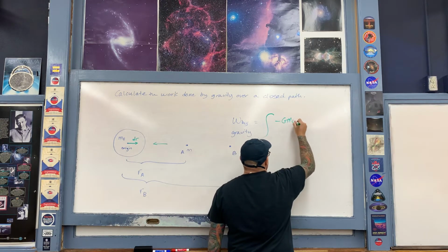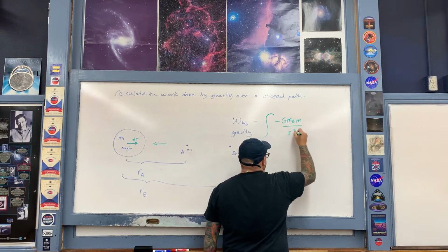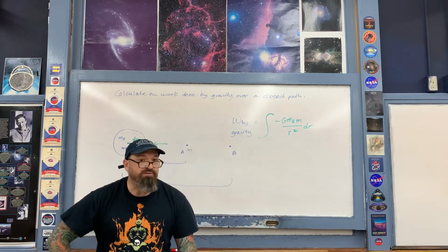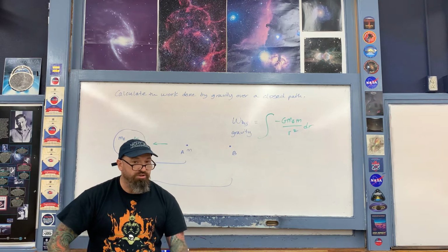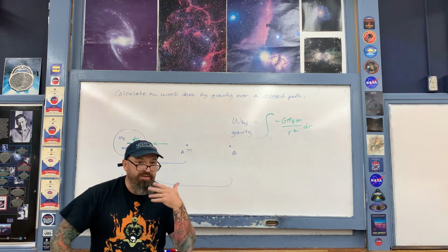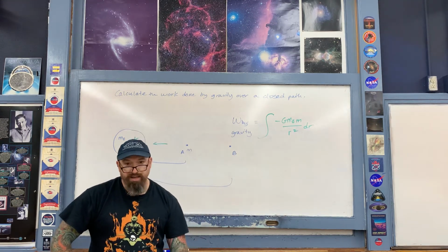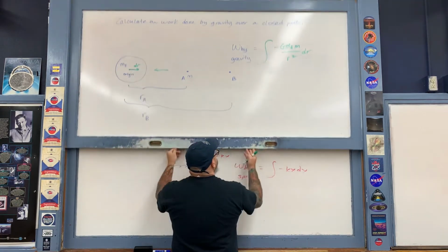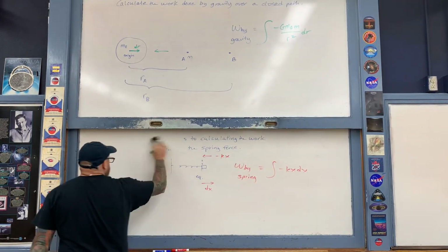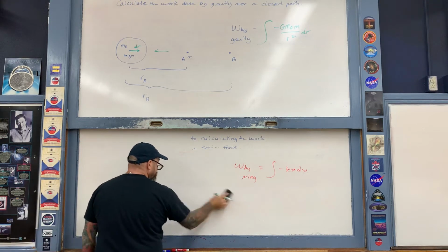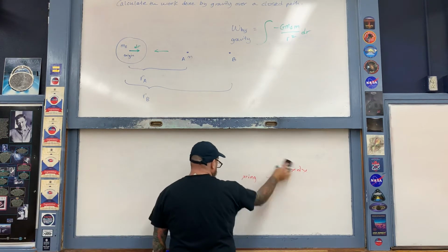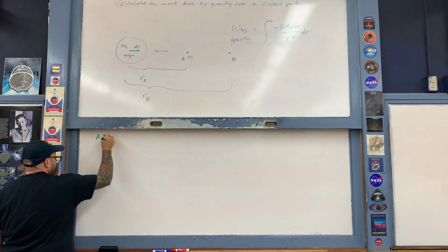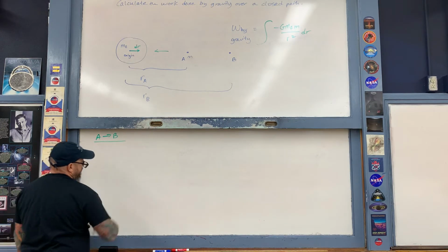Negative G M m over r squared dr. And then the only thing that changes are the limits of integration from situation to situation. So now let's see what happens as we go from A to B and then backwards from B to A. Okay, let me go ahead and erase here. Okay, and now let's set up the calculation as we go from A to B.